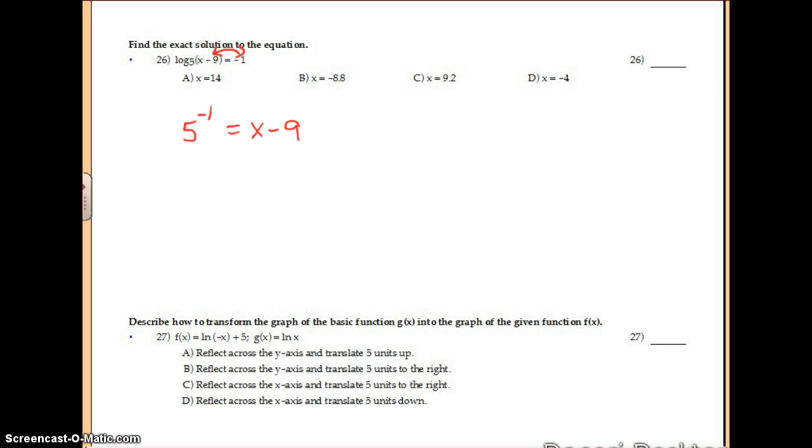5 to the negative first would be 1/5. That negative on an exponent just means reciprocal. It doesn't mean negative 5. Add 9. So if I add 9 to 1/5, that's 9 and 1/5. Our answers are in decimal form though, so that's going to be x equals 9.2, which is C.